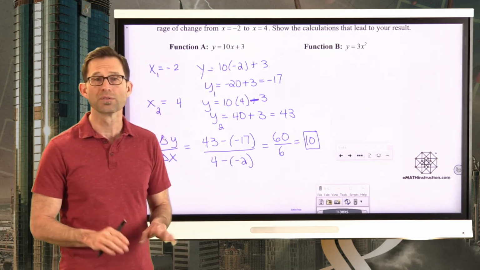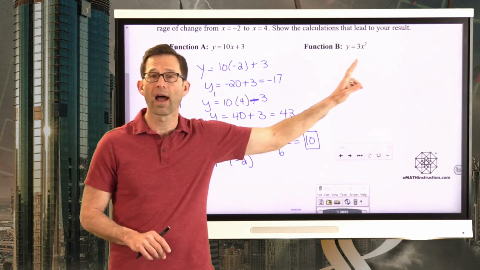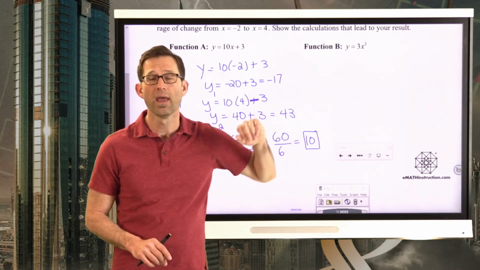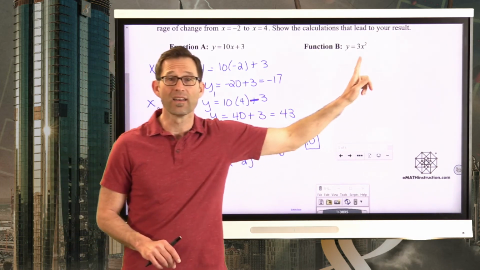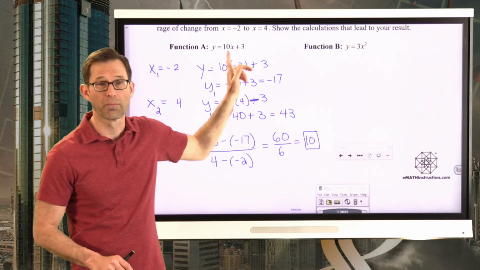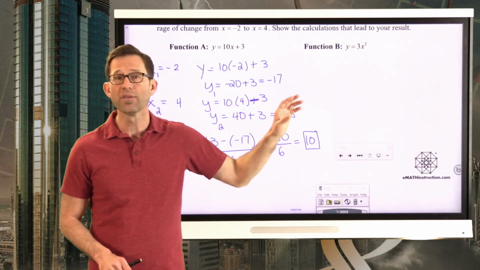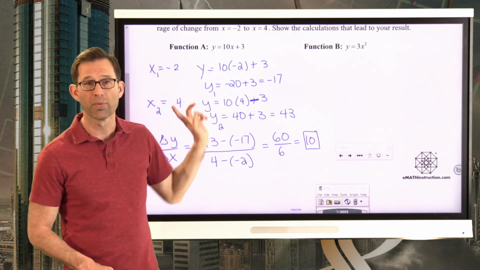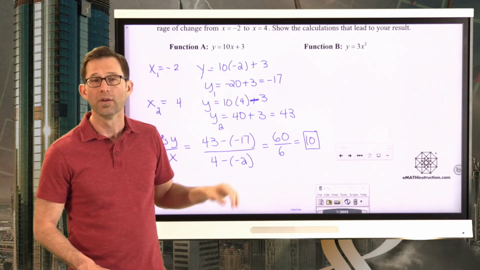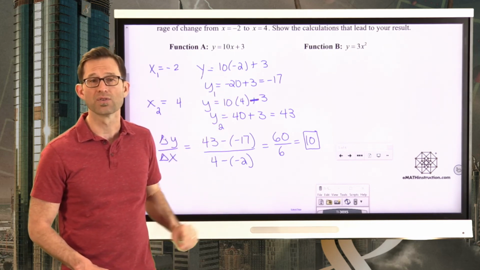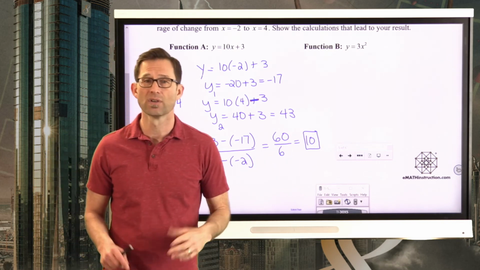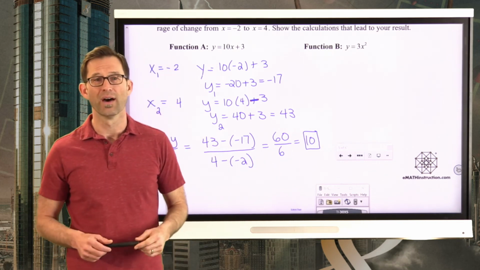What I'd like you to do is pause the video now and figure out the average rate of change of this function, and let me just say it's not going to equal 3. It's not like we can just pull some random number out and throw it down as the average rate of change. So why don't you do the same, figure out the outputs when the inputs are negative 2 and 4, do the change in the outputs divided by the change in the inputs to get the average rate of change, and then we'll compare them. Pause the video now.